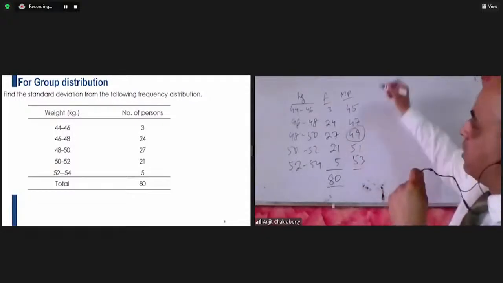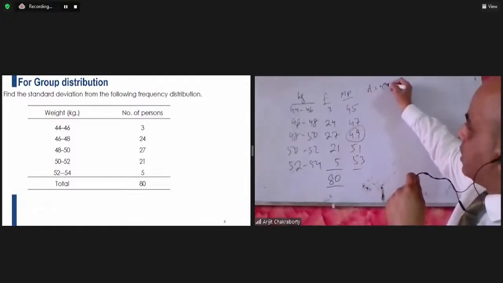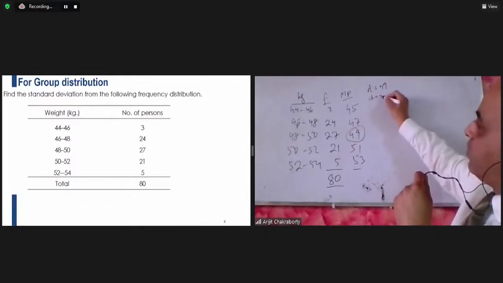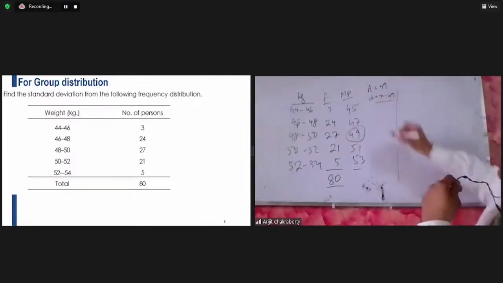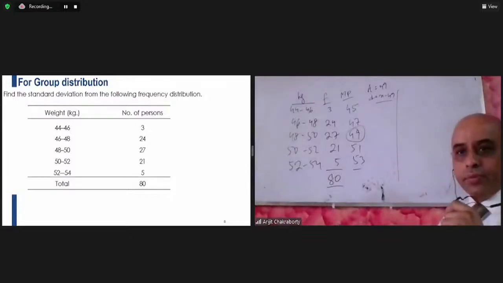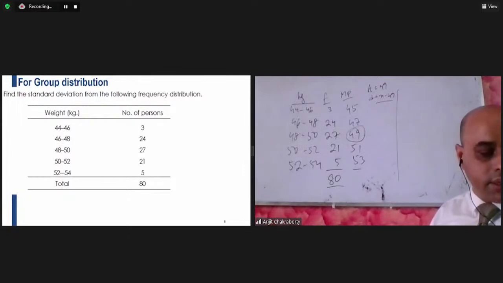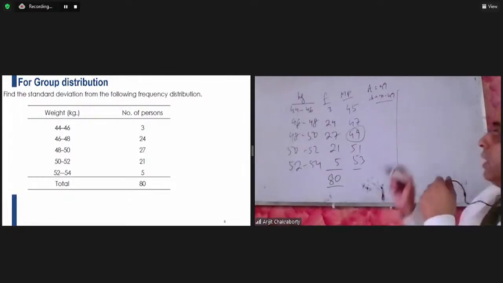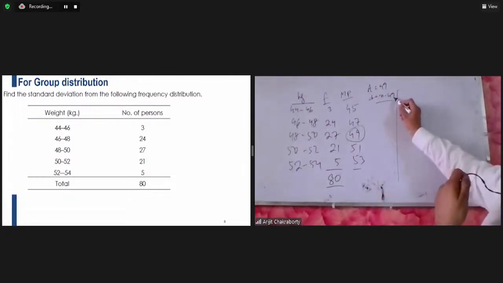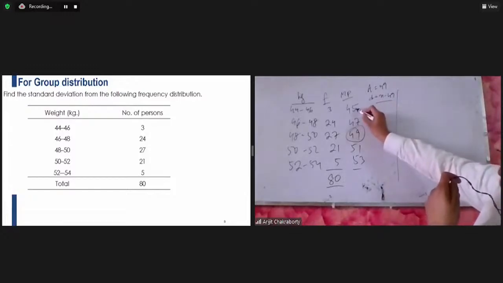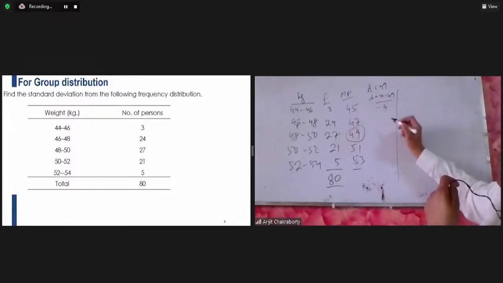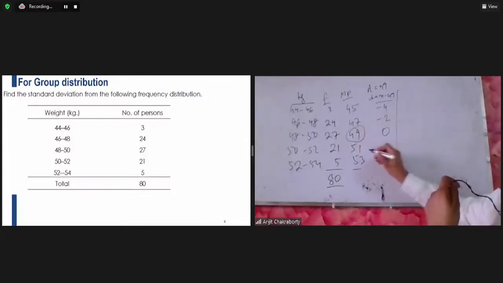mean. So I'm writing here A is equal to 49. So the deviation will be x minus 49. We are creating the next column D. Yes, n is 80. Now we are trying to get x minus 49. 45 minus 49 gives us minus 4. 47 minus 49 is minus 2. 49 minus 49 is 0. 51 minus 49 is 2. 53 minus 49 is 4.